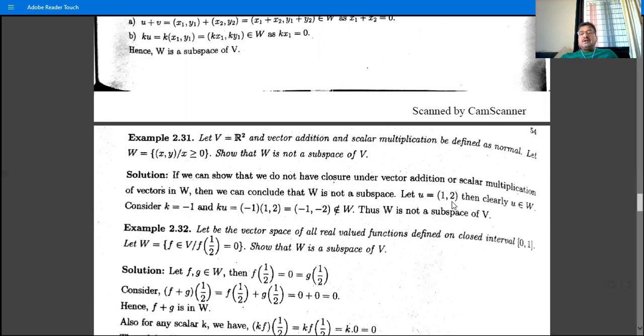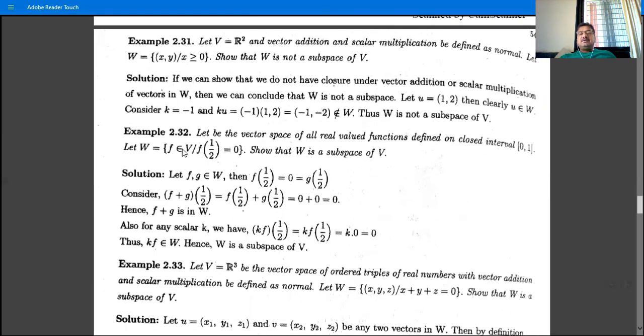So let u be (1, 2), and this is an element of W because its x coordinate is 1, which is greater than or equal to 0. Then take the scalar k equal to minus 1, and then what happens? k times u is minus 1 times (1, 2), which is (minus 1, minus 2), and this does not belong to W because its x coordinate is minus 1, and it is not greater than or equal to 0. Therefore W is not a subspace of V, or W is not closed for scalar multiplication. The second property fails for W, that is, for a scalar and an element of W, its multiplication does not belong to W, and therefore W is not a subspace of V.